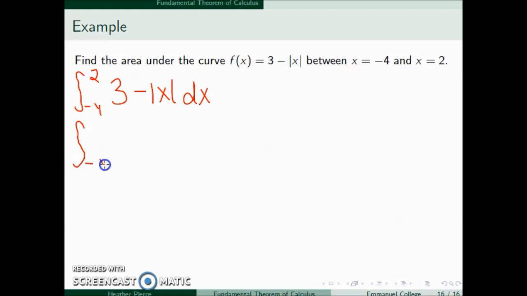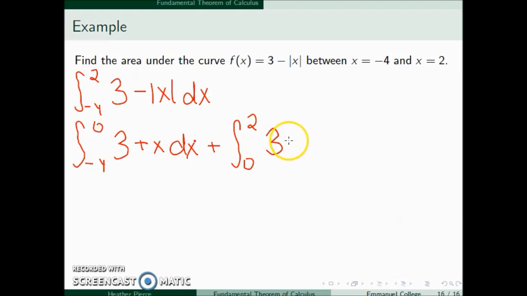So we'll have the integral from negative 4 to 0 of 3. Whenever we take the absolute value of a negative number, we have to change the sign. So we'll make this 3 plus x dx. We'll then look at the positive side, the integral from 0 to 2. The absolute value of a positive number is just itself, so nothing changes. So now I have 3x plus 1/2 x squared.